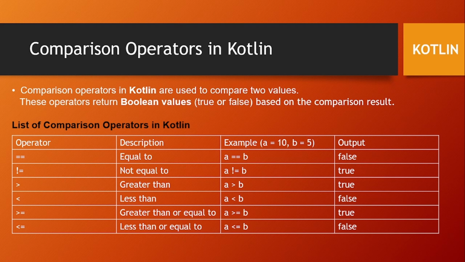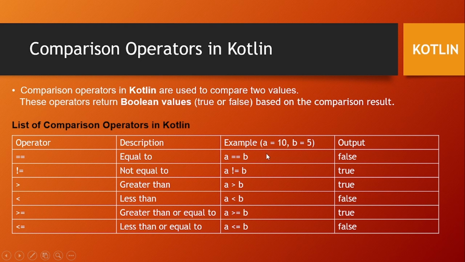So in this table, on the left side, is the list of comparison operator symbols that we use in our code to compare two values. Here are the descriptions. So equal to means equal to, exclamation mark with equal to means not equal to, greater than, less than, greater than or equal to, less than or equal to.